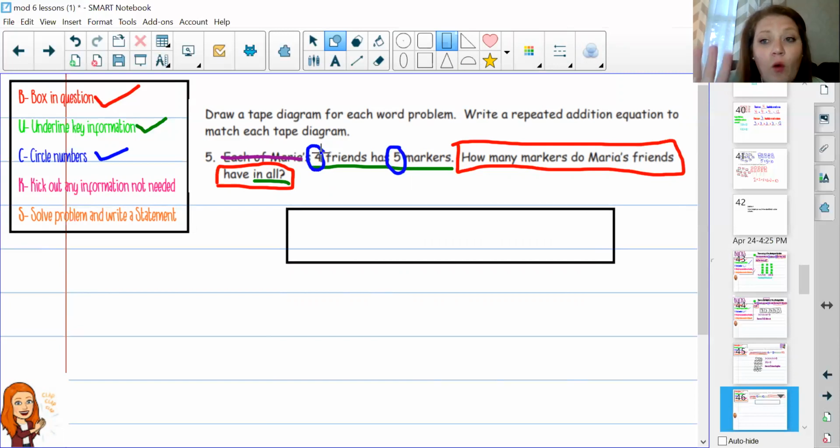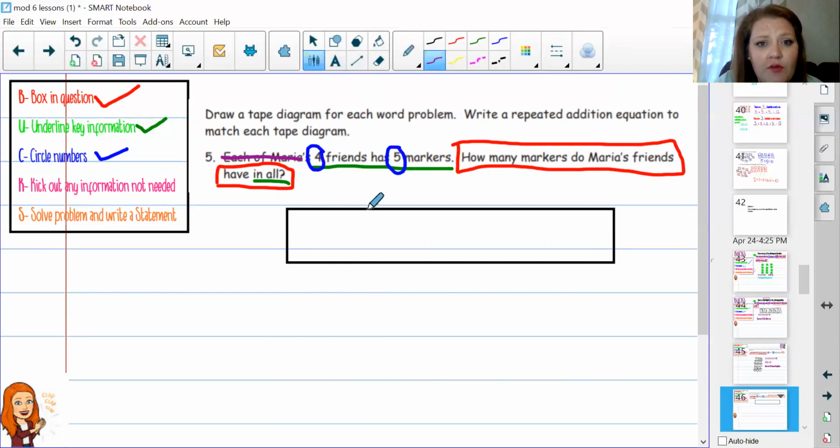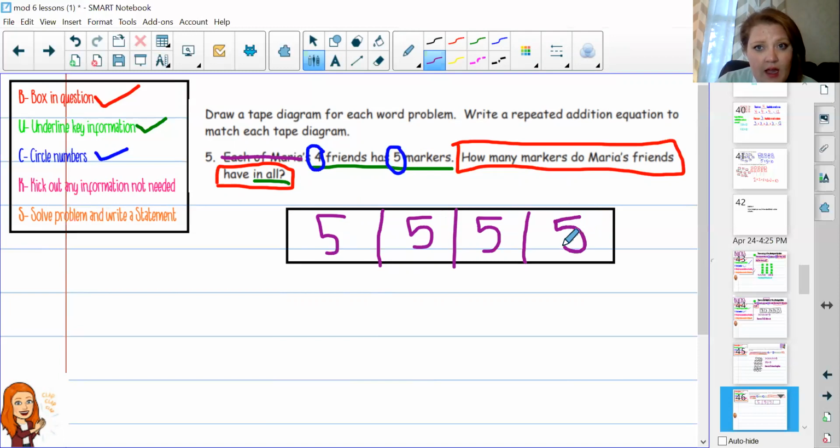Okay, now she has 4 friends. How many lines are you going to draw? 3. So let's go ahead and draw 3 lines. 1, 2, 3. We have 1, 2, 3, 4 sections in our tape diagram. Now, what number are we going to put in each section? Those are her 4 friends. How many markers did each friend have? 5. 5, 5, 5, and 5.